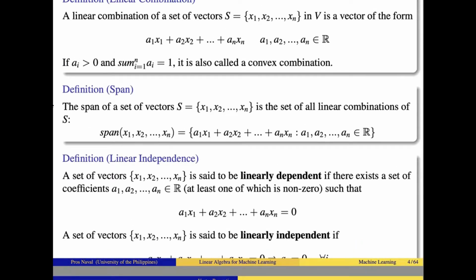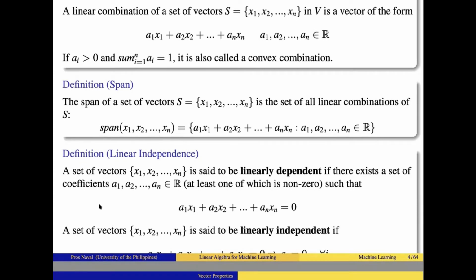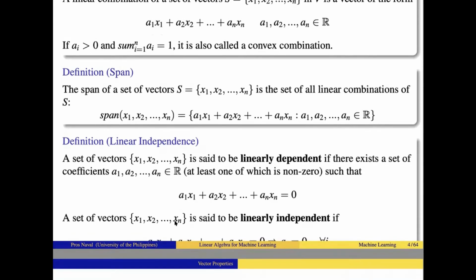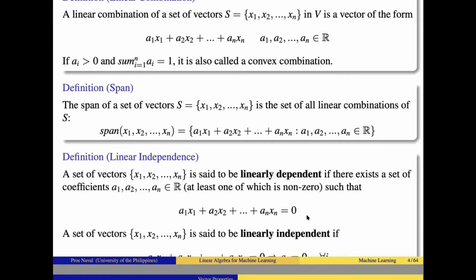Linear independence. A set of vectors is said to be linearly dependent if there exists a set of coefficients a1 to an, at least one of them non-zero, such that this condition is satisfied. A set of vectors is said to be linearly independent if this is satisfied, and the only way for it to be satisfied is for all the coefficients to be zero.